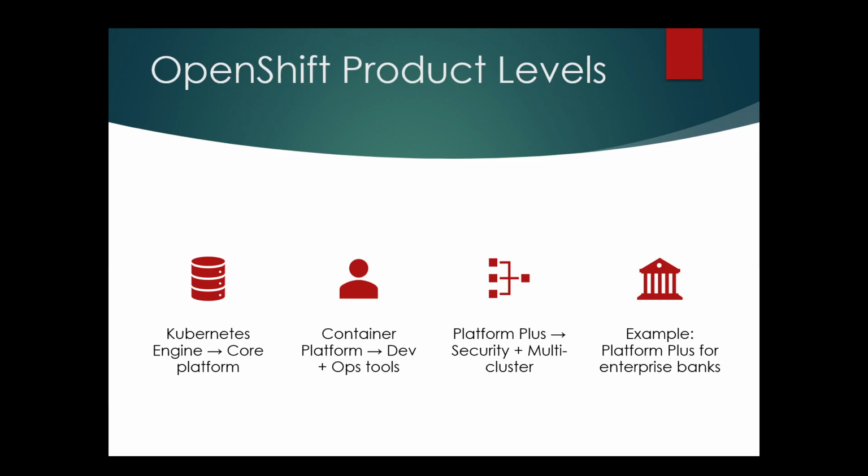And then you have the Red Hat product levels. So these are the different product levels. You have Kubernetes Engine, the core platform, and then for Container Platform, you have development and ops tools. And then for Platform Plus, you have security and multi-cluster. An example is Platform Plus for enterprise banks. So these are some of the products which you can purchase from Red Hat if you want further support on this. But this program is supposed to cover most of the items which we use on OpenShift. This is the first level of your administration and configuration of a cluster.